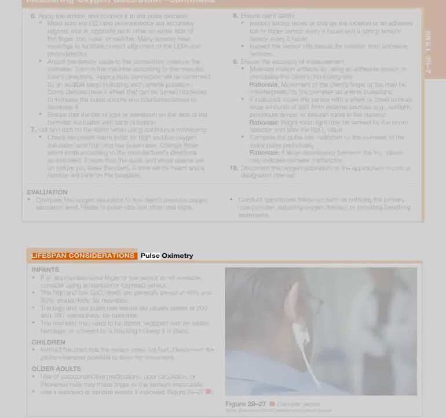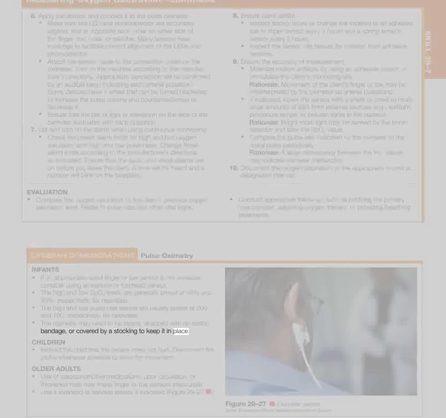Lifespan considerations: pulse oximetry. Infants: if an appropriate sized finger or toe sensor is not available, consider using an earlobe or forehead sensor. The high and low SpO2 levels are generally preset at 95% and 80%, respectively, for neonates. The high and low pulse rate alarms are usually preset at 200 and 100, respectively, for neonates. The oximeter may need to be taped, wrapped with an elastic bandage, or covered by a stocking to keep it in place.